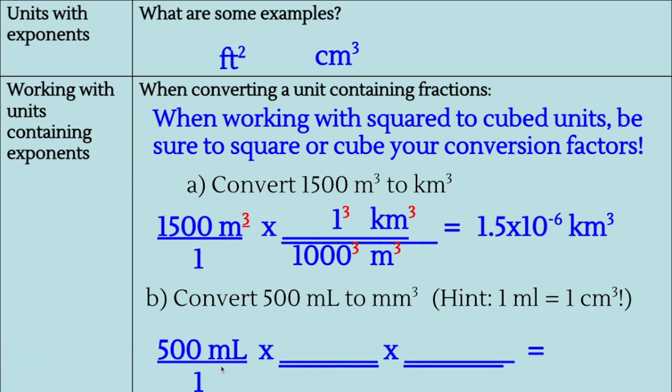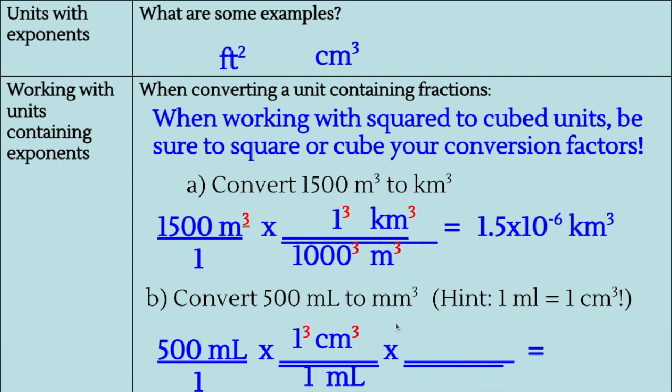So if we take a look at our fraction, we have 500 milliliters times our first ratio. Well, first we're going to go from milliliters into cubic centimeters. So I put milliliters on the bottom, cubic centimeters on top. I have 1 milliliter is equivalent to 1 cubic centimeter. Next, I'm going to multiply that by my ratio.